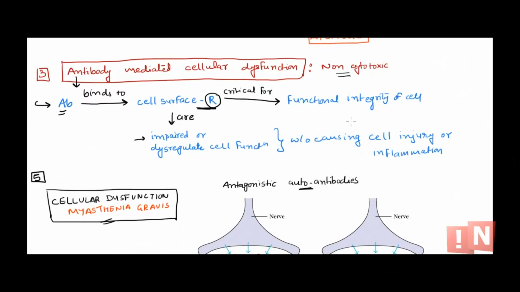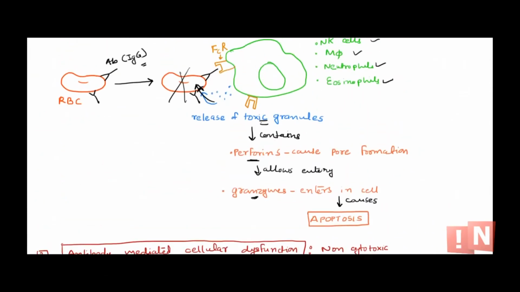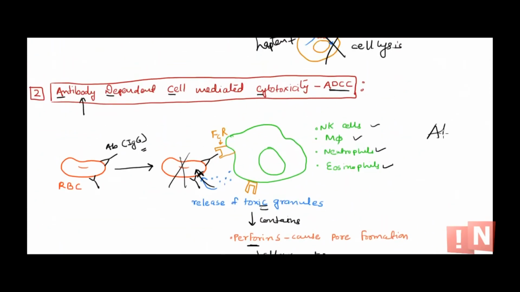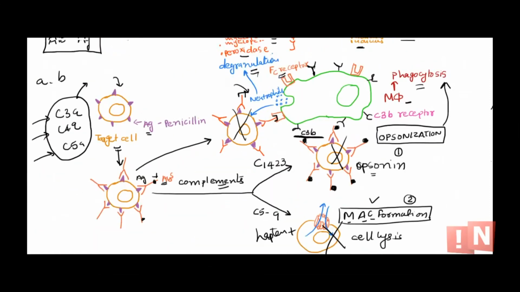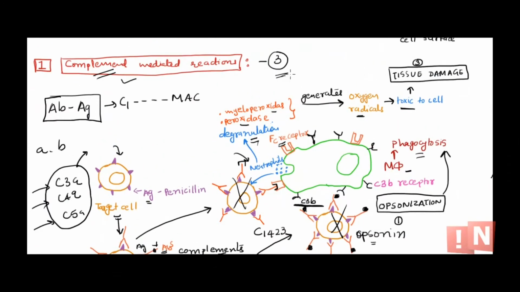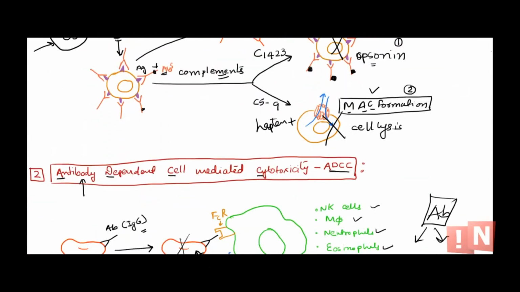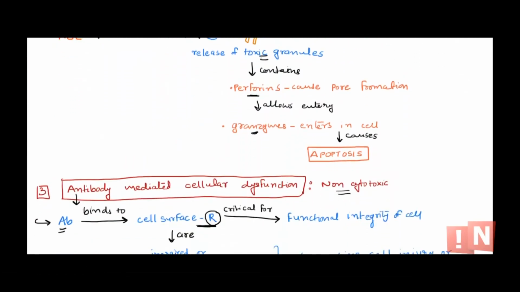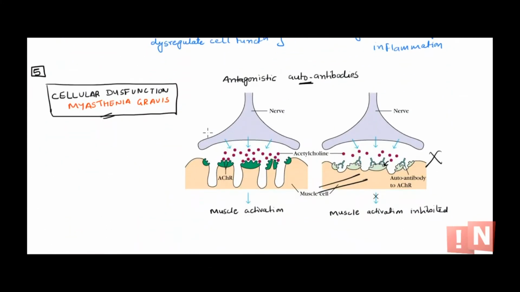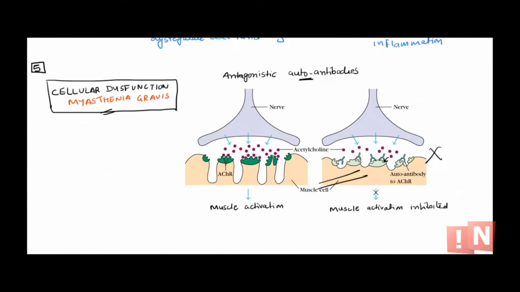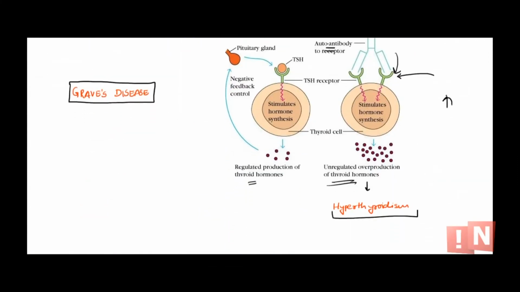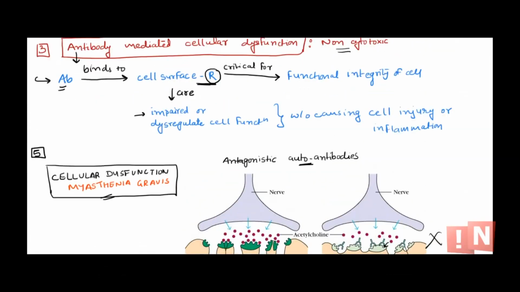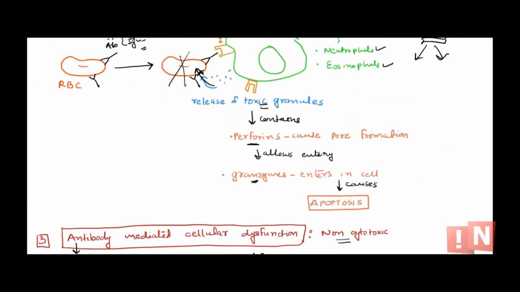So antibody can mediate cellular dysfunction, which is non-toxic. On the other hand, it can also cause cell-mediated cytotoxicity. So antibodies can cause damage in two different ways: cytotoxic and non-cytotoxic, and complement can cause problems in three different ways, as we saw. Now this was all about the mechanism of how type 2 hypersensitivity can cause problems, but let's see some examples. When it comes to cellular dysfunction, myasthenia gravis and Graves' disease are two examples of antibody mediated cellular dysfunction.